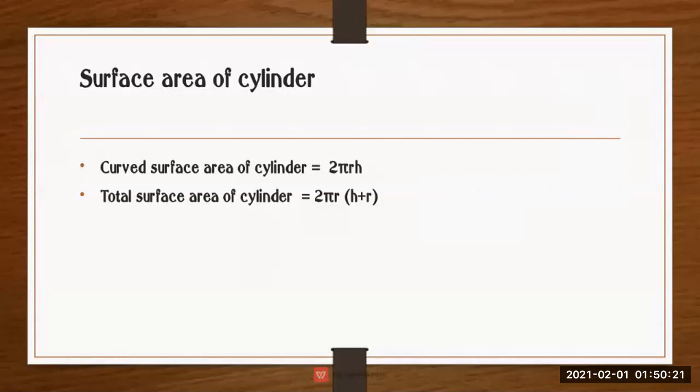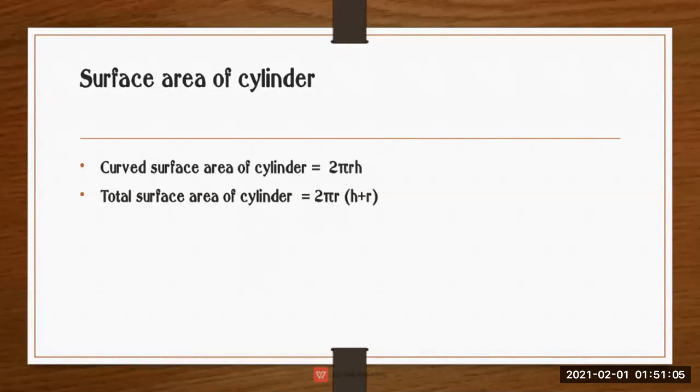Okay, now we are going to learn the surface area of cylinder formulas. In that there are two formulas. First, it is curved surface area of a cylinder, and then it is total surface area of a cylinder. First, curved surface area of a cylinder is 2 pi r h. And what is the formula of total surface area of a cylinder? That is 2 pi r (h plus r) or (r plus h), bracket close.